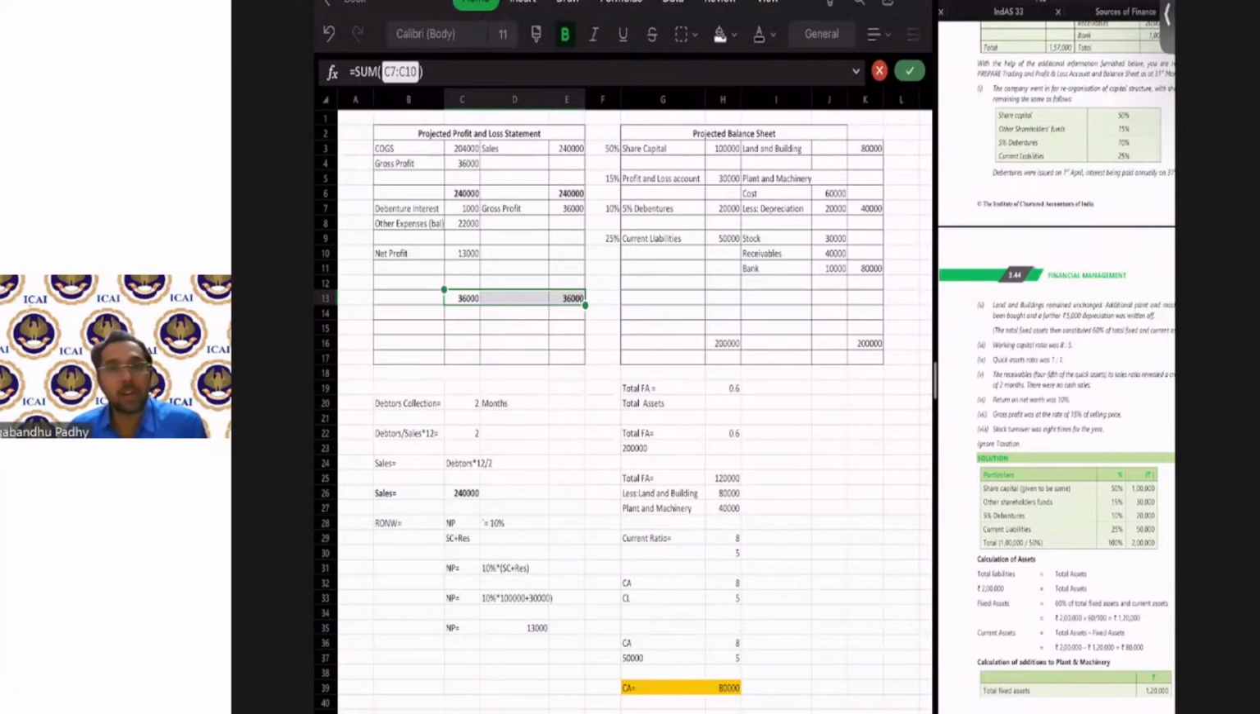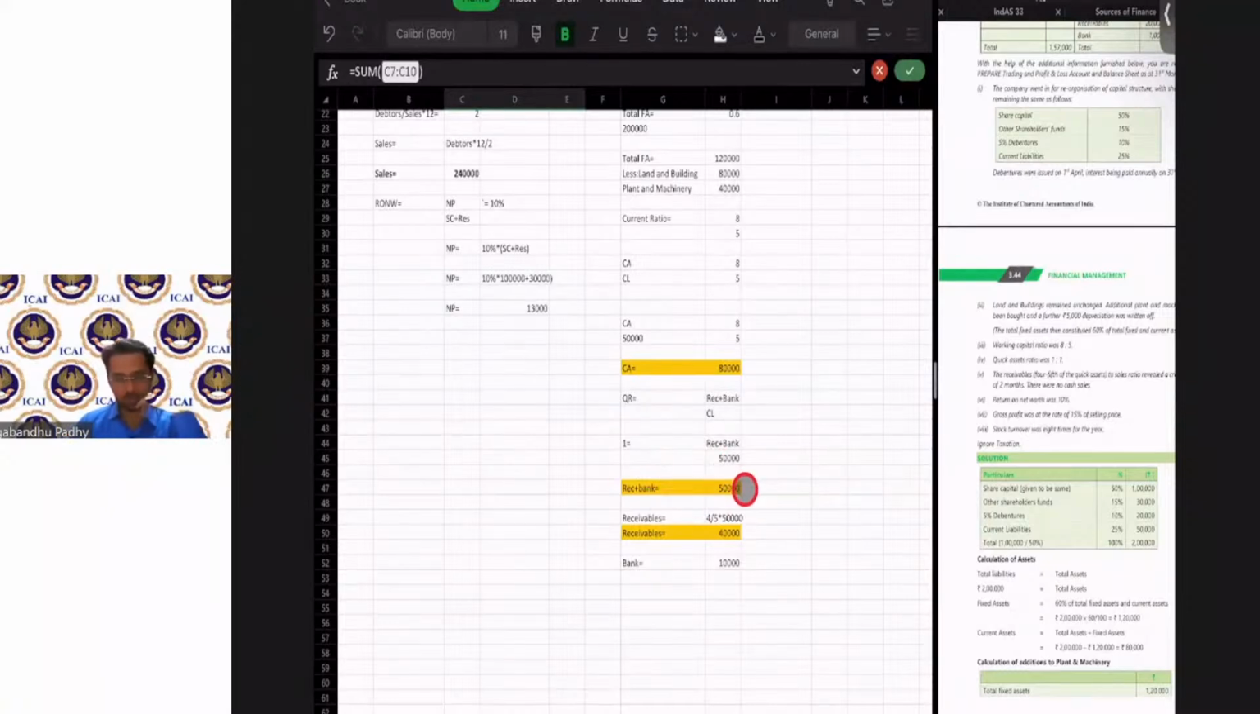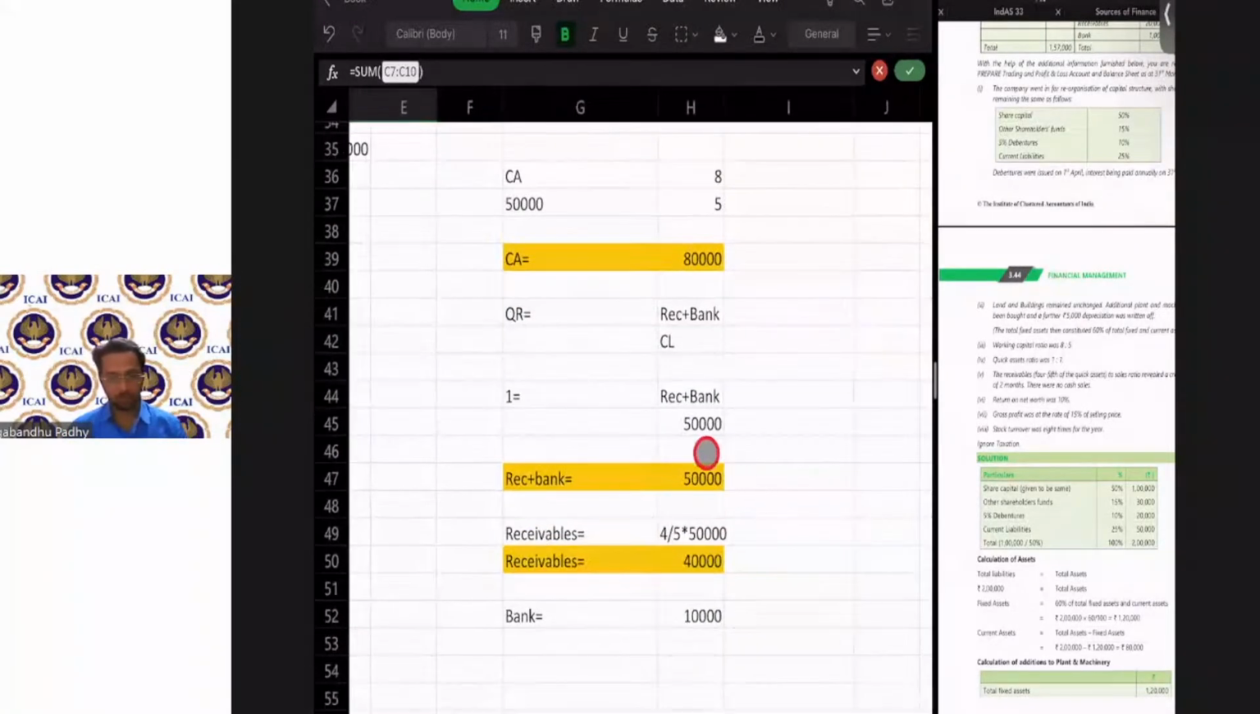Let me see if there are any queries. Queries, difference between P&L. Managed P&L is the actual P&L. Projected is the future P&L. How receivable and bank 50,000. Current liability is given as 50. So receivable and bank, on solving it, you should get it as 50.